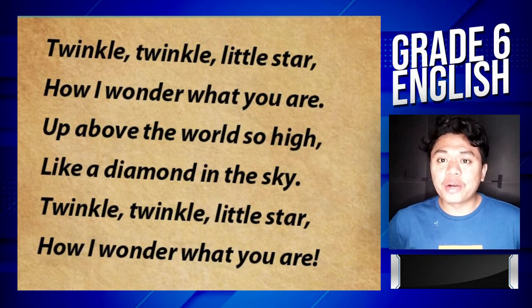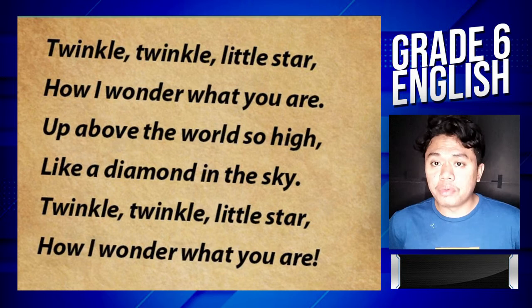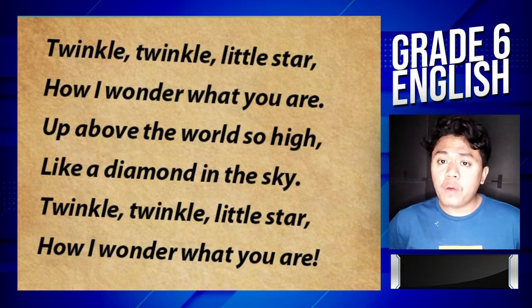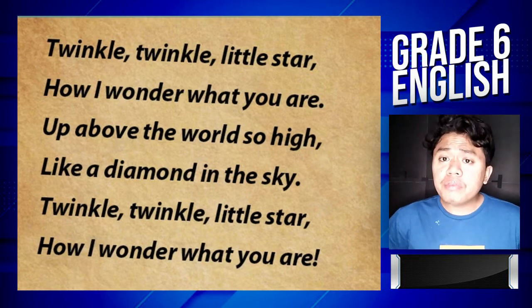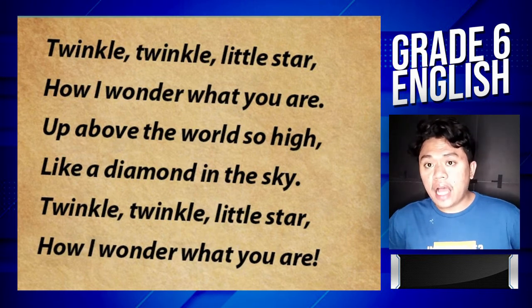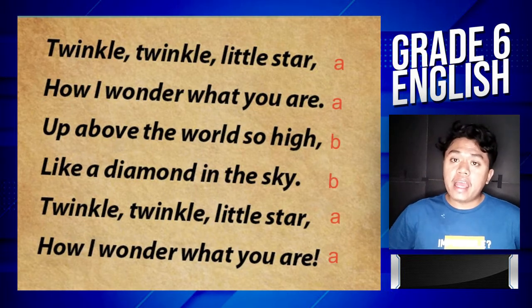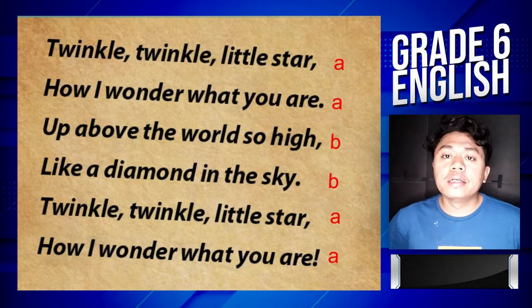Here's one that you're familiar with. Twinkle, twinkle, little star, how I wonder what you are. Up above the world so high, like a diamond in the sky. The poem follows a simple pattern where each following line rhymes with the line after it: star, are, high, sky. Then going back to star, are: AA, BB, AA.